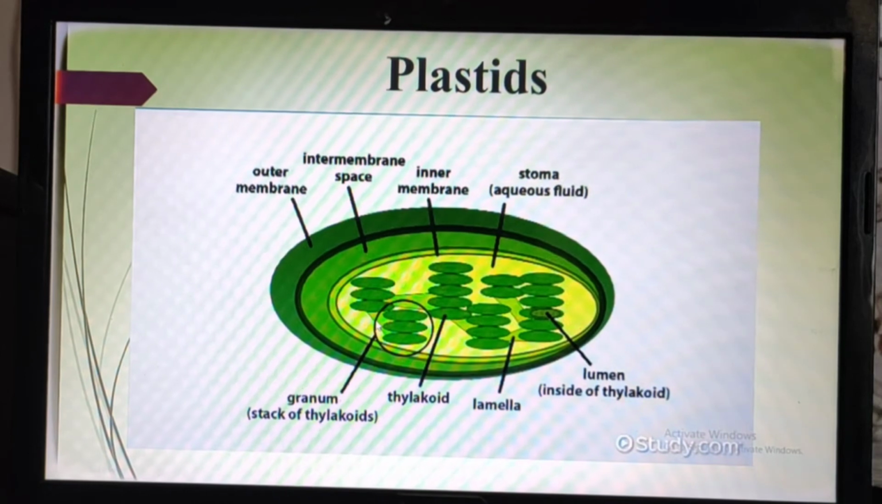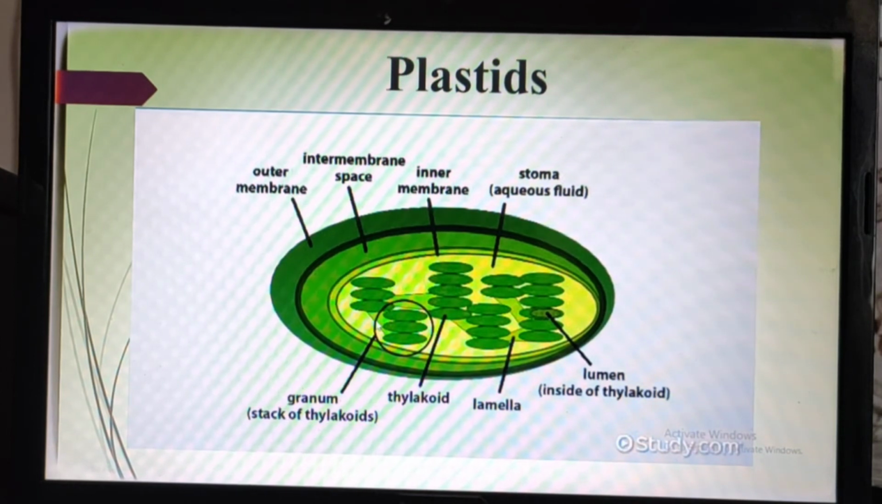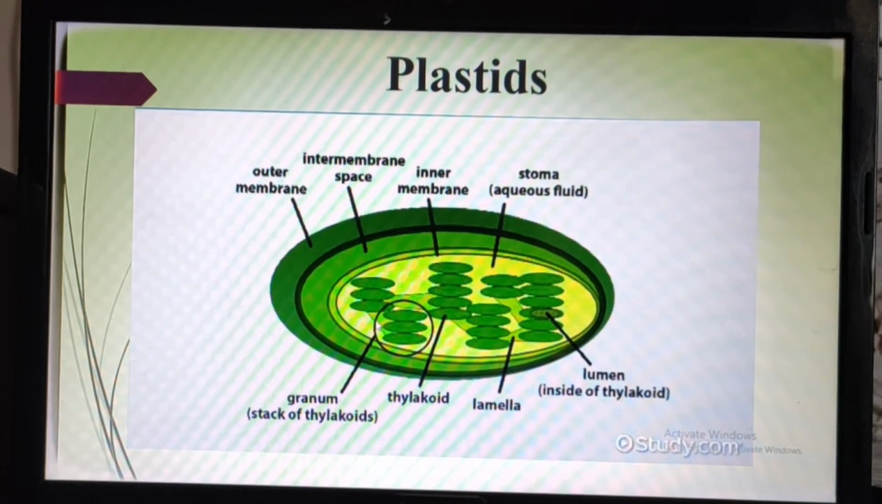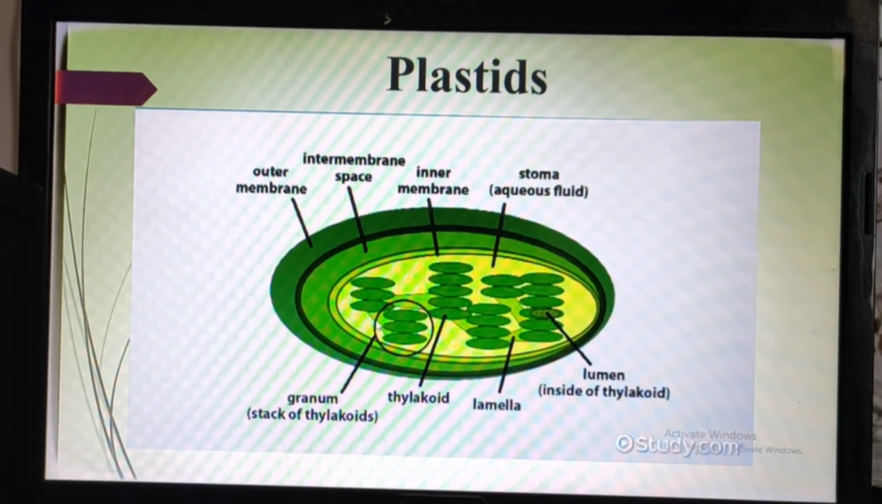So we see orange color flowers or fruits, red color flowers or fruits, or yellow color flowers or fruits. Why are they yellow, orange or red? Because of the chromoplast pigments, and these chromoplast pigments give color to fruits and flowers. Which colors? Red, yellow and orange. Okay. Now we will see the chloroplast.